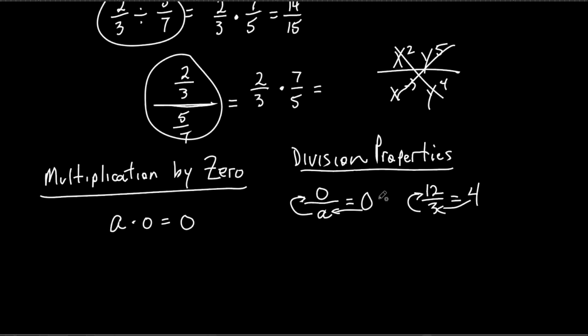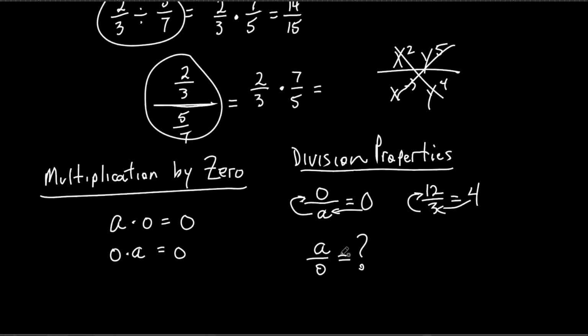Now, what about the other way, though? Like right here, a times 0 and 0 times a, is that any different? No, it's no different. It's still 0. But is 0 divided by a the same thing as a divided by 0? I'm going to put a question mark right here. Nana, you got a calculator out? Put 5 divided by 0. Tell me what you get.